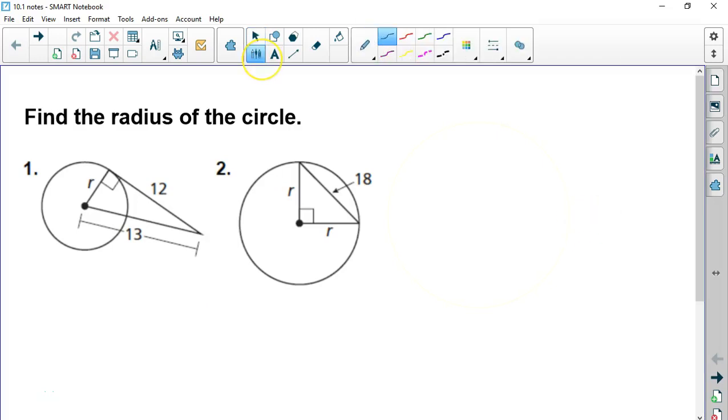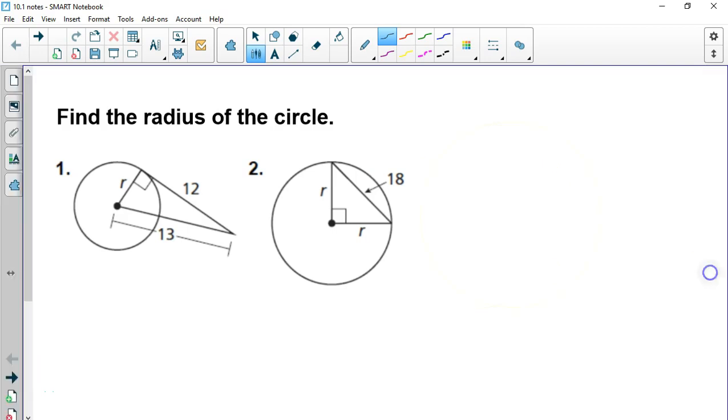All right. So, quick review here. Find the radius of the circle.